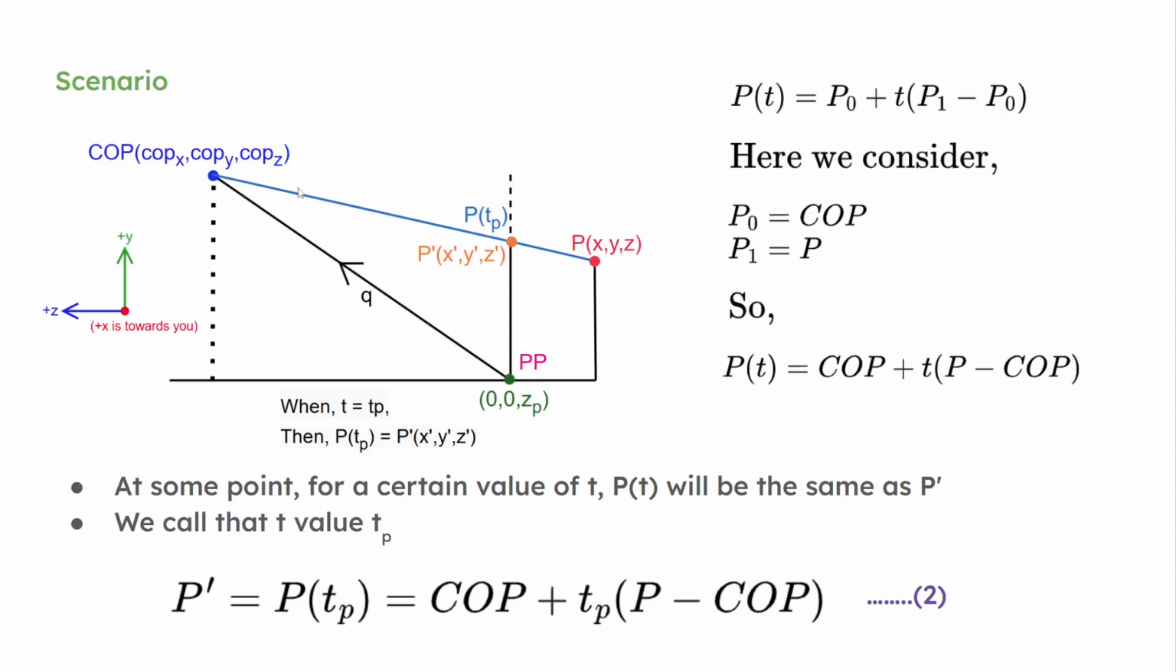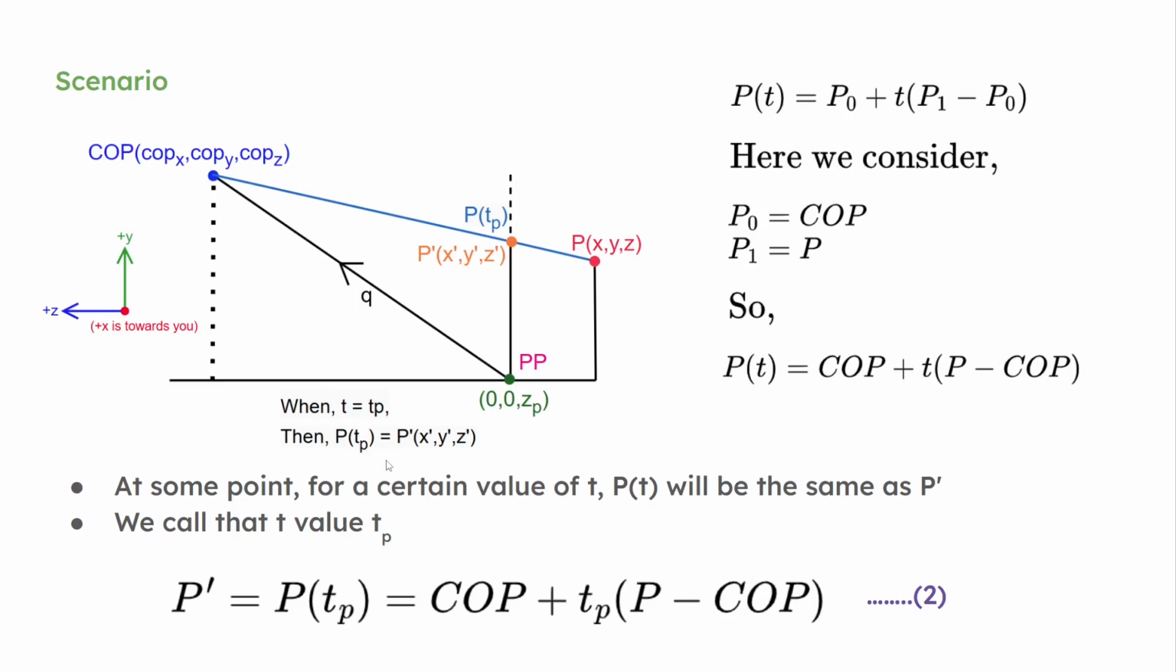And as we know, this is our projection ray. This projection ray must pierce through our projection plane. It must intersect our projection plane, and the intersection point is our P prime. So P prime is indicated by this orange dot. And since it's on our line segment, at a certain value of t, Pt will be our P prime.